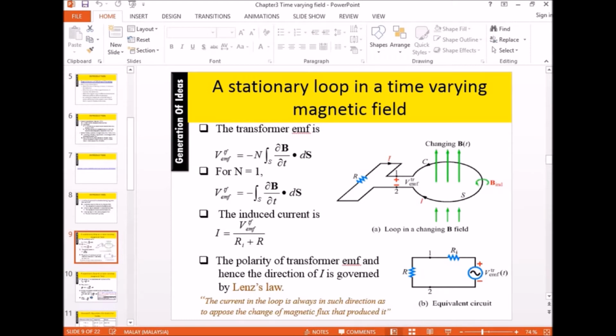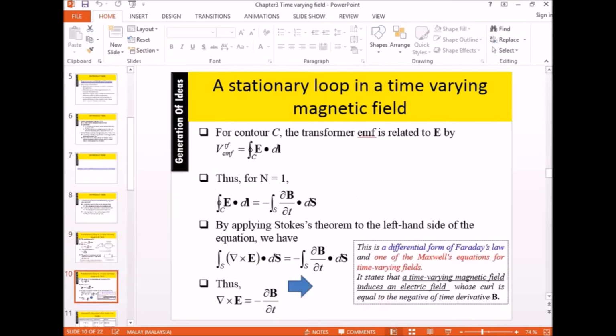Lenz's law says the current must exist, using this concept. You have to remember this, because in the exam you have to predict the direction of the current based on this concept. There is no calculation. The calculation can only give you the value, but it cannot give you the direction. You must use Lenz's law to identify the direction of your current. Are you clear? Yes, very good.